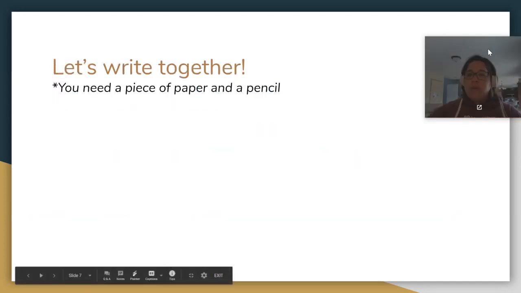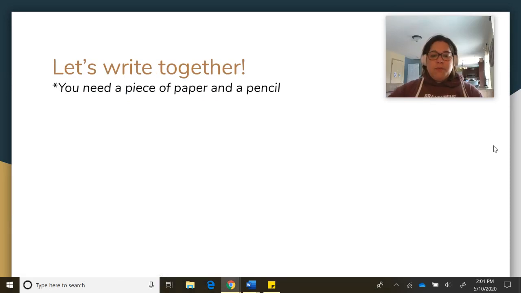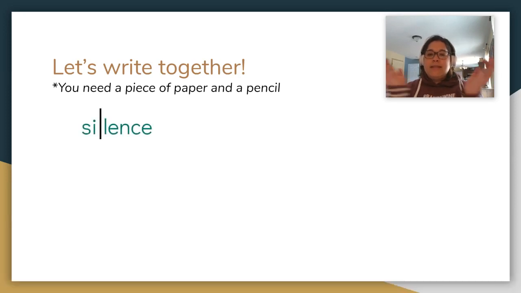Let's try some more. You need a piece of paper and a pencil. If you don't have one, please hit the pause button and go grab yourself one. And the first word I would like you to try is silence. I do best with my homework when I work in silence. Silence. Ready? Silence. Two syllables.